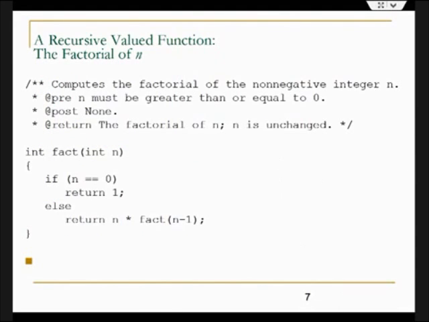So here we have the function. This is going to compute the factorial of the non-negative integer n. So the precondition is n must be greater or equal to 0. If it's not, then you end up going into an infinite loop because you never reach n equals 0, right? The postcondition is none, so we return the factorial of n. n is unchanged. So this is our base case: if n equals 0, we return 1. Else, we return n times factorial of n minus 1.